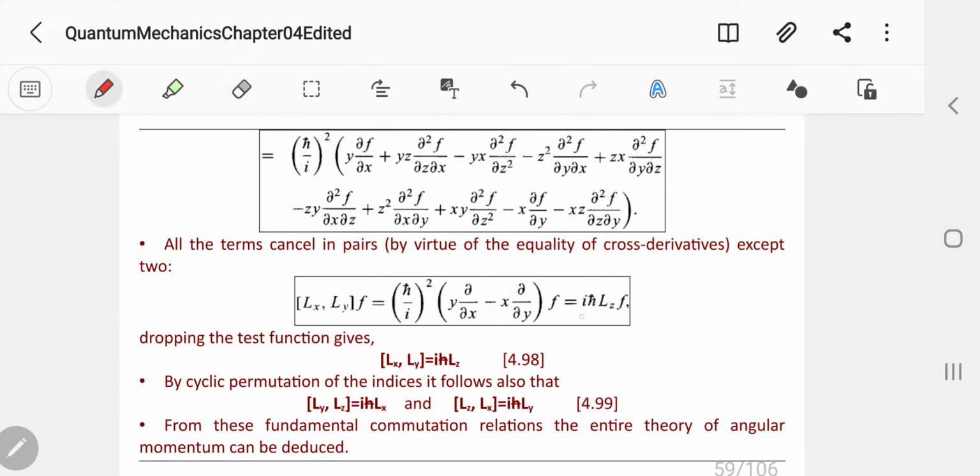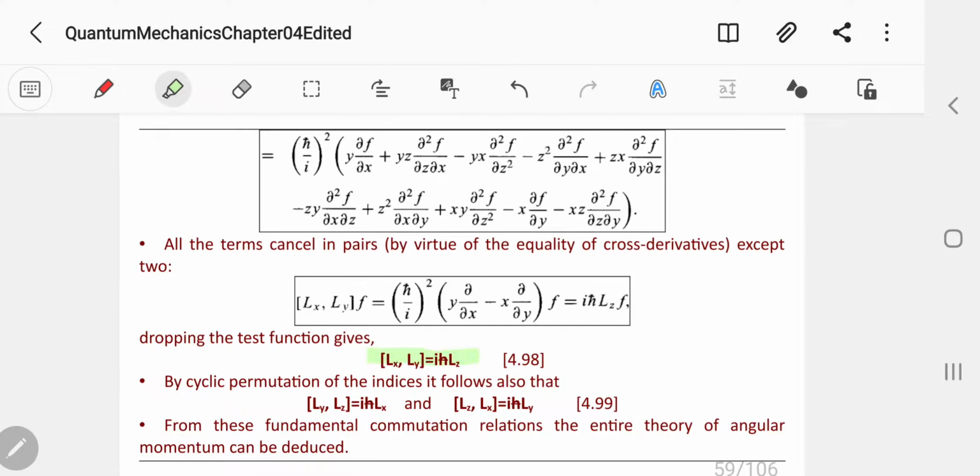So this is the result, Lz. The commutator of Lx and Ly is just equal to i h-bar Lz. You have to cancel the test function. You have to cancel this one. So we have this.